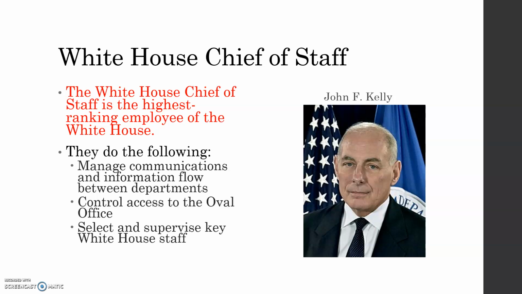Whether it be something as simple as the press secretary, or something simpler than that, like a custodian. So they manage communication and information between the departments. Like, I'm talking to the Energy Department and the Transportation Department, and I'm collaborating with the two. They control access to the Oval Office, who gets in, who gets out. And they also supervise key White House staff, like the person who does all the press conferences.